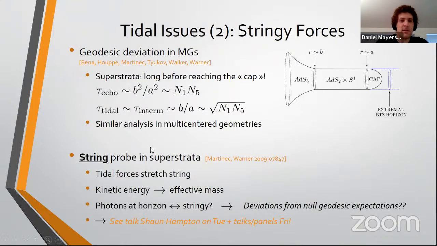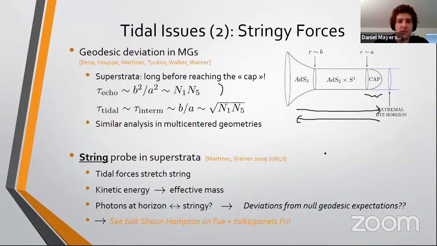Various authors have looked at geodesic deviation in microstate geometries and found that the tidal stresses become strong at much earlier timescales, or much further away from the microstructure than you might expect. So this echo time scale, just to put it into perspective, is roughly the time that a light ray needs to travel all the way down, explore the microstructure, which I call the cap here, and then travel back out. Then you get an echo from whatever wave that you've sent in.